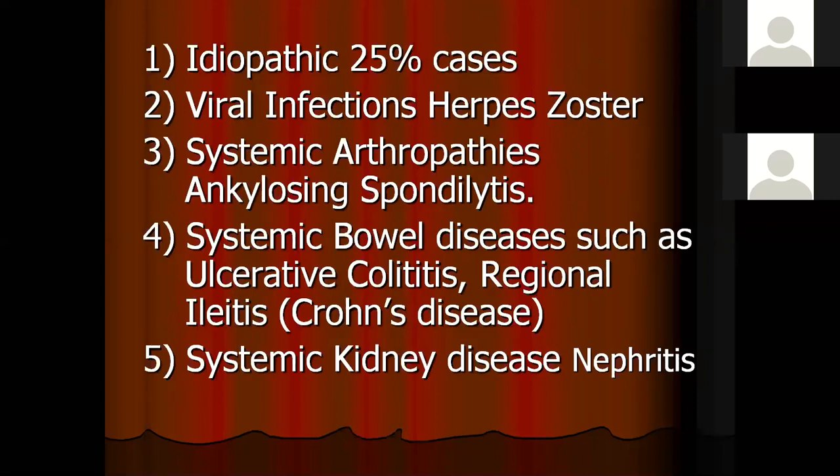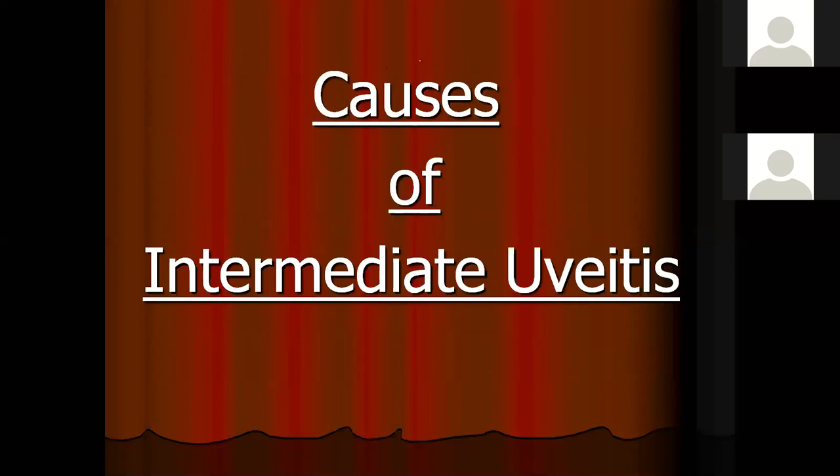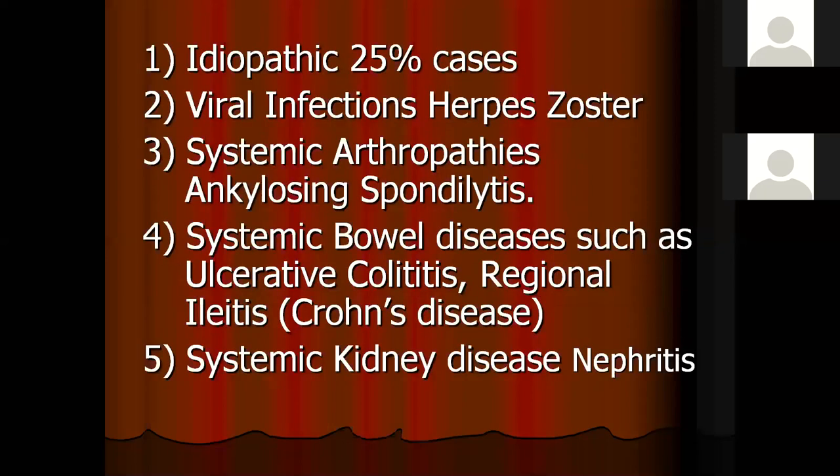Among the known causes, viral infections such as herpes zoster is the most common one. Then systemic arthropathies like ankylosing spondylitis, systemic bowel disease like ulcerative colitis, regional ileitis, systemic kidney disease like nephritis. These 5 different types of inflammatory conditions are related to uveitis, which is anterior uveitis.